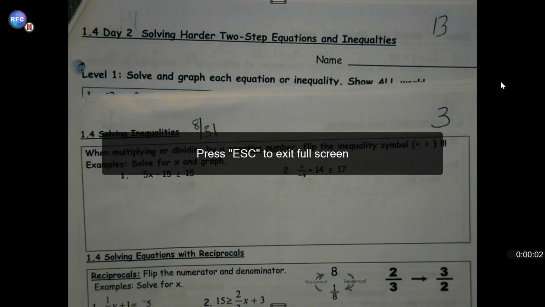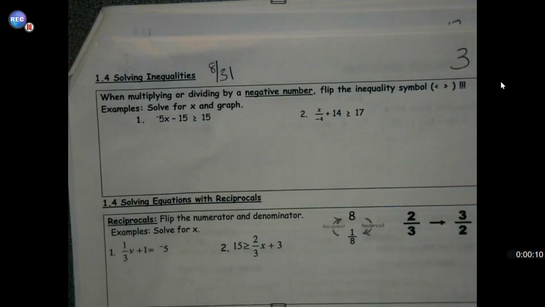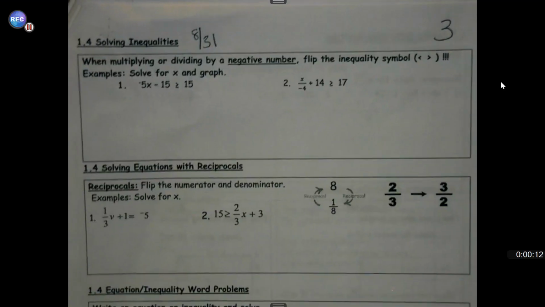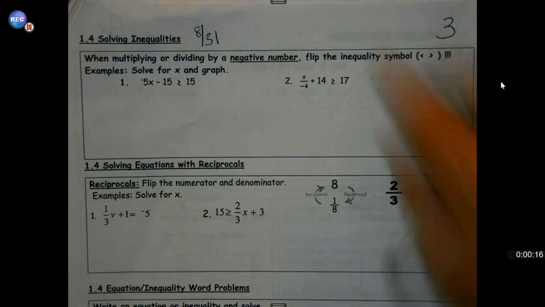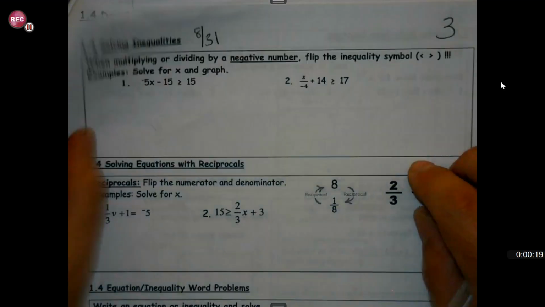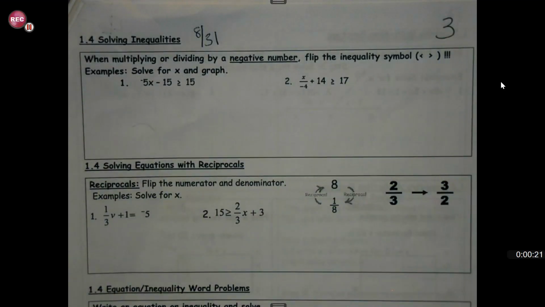There we go. All right. So today we are going to talk solving inequalities. You're like, wait a minute, we did some of those yesterday. I thought we did those with our two-step equations. We did, but now we're going to put some pieces in with it.